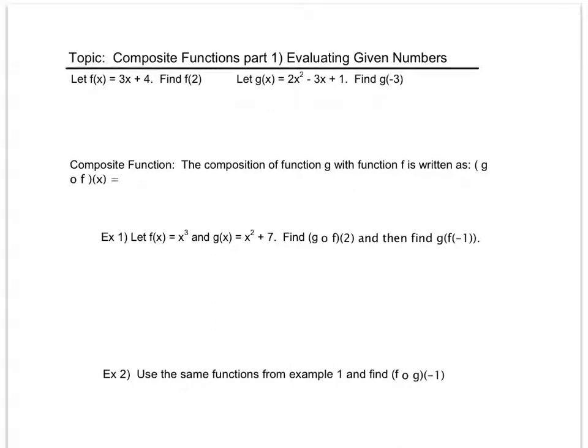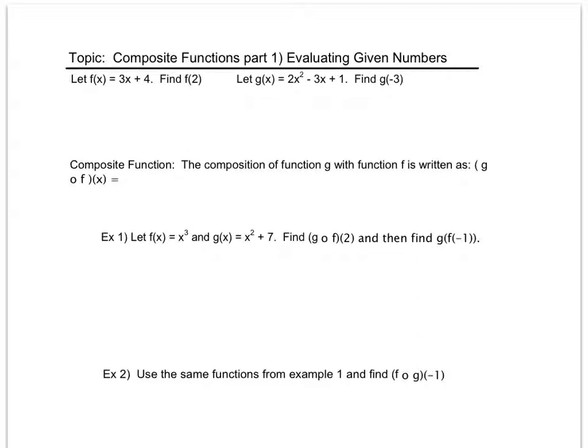Now that you're able to perform operations between functions, now we need to take two functions and put them together. We call that composing, or a composite function. It's one function that's made up of two other functions. But before we get to that, we want to make sure we can evaluate composite functions.